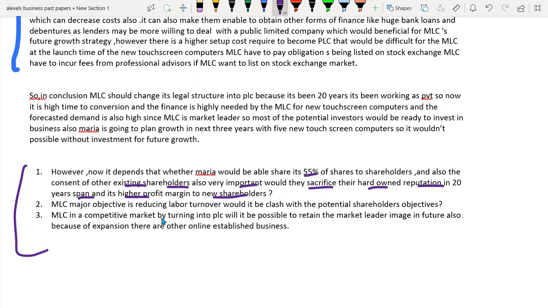So with MLC in a competitive market, by turning into a PLC, will it be possible to retain the market leader image in future? Because whenever a company extends its operations, most of the time it will face different diseconomies of scale, and especially if you are dealing in a competitive market, it would be very difficult to maintain your market leader image. Also, because of expansion, there are other established online businesses in a very competitive market. So yes, this is it.